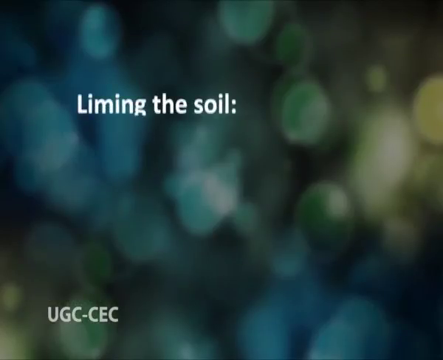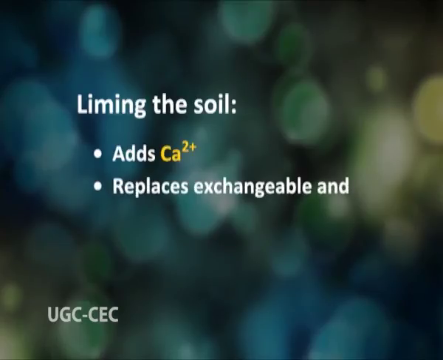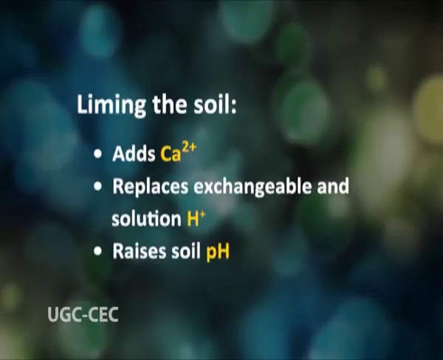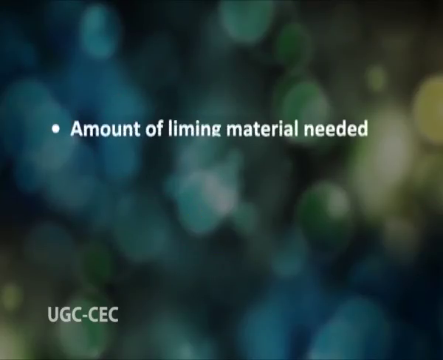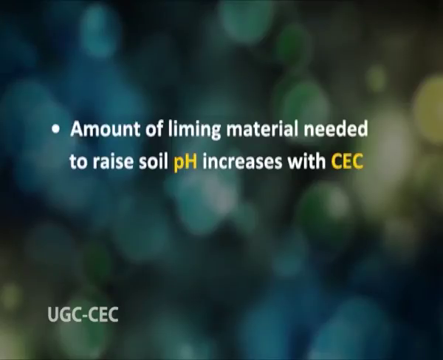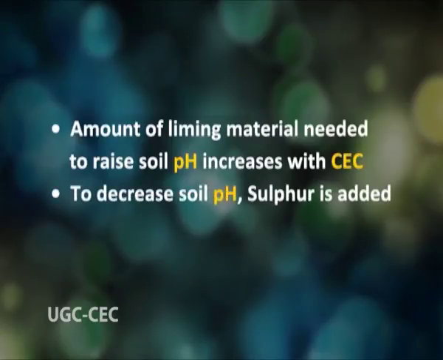Liming the soil adds calcium, which replaces exchangeable and solution hydrogen ions and raises soil pH. Lime requirement, or the amount of liming material needed to raise the soil pH to a certain level, increases with cation exchange capacity. To decrease the soil pH, sulfur can be added, which produces sulfuric acid.